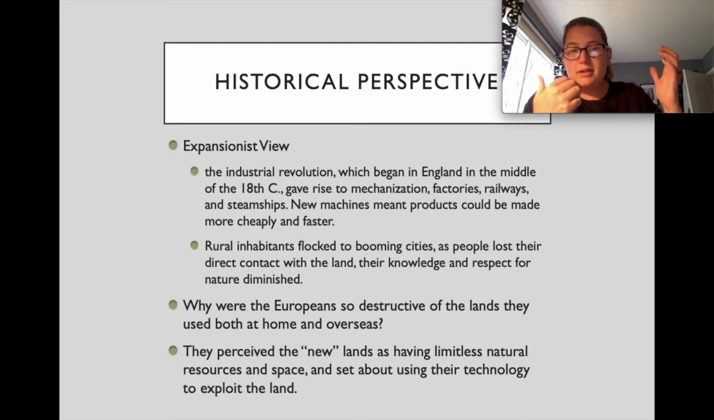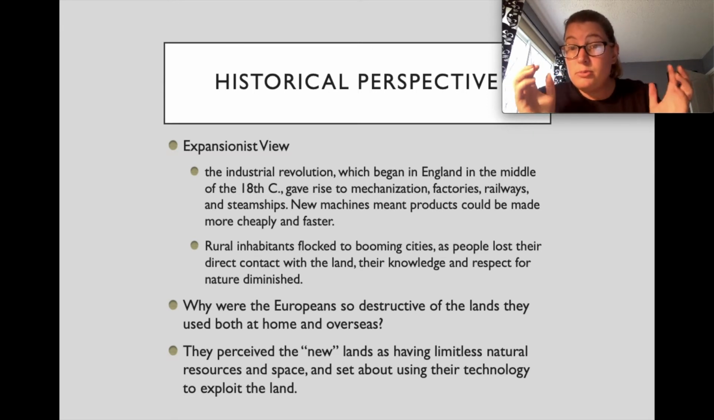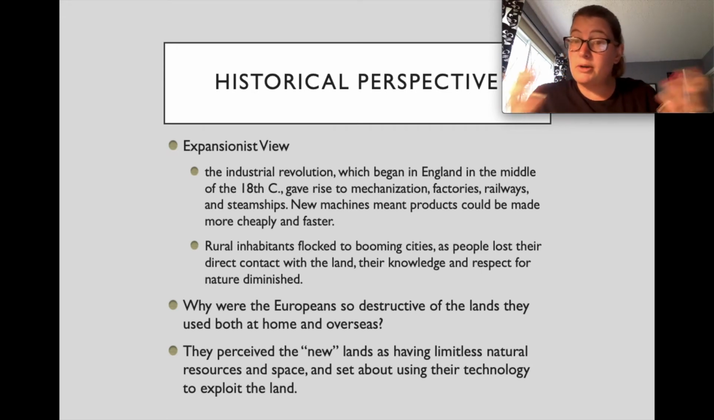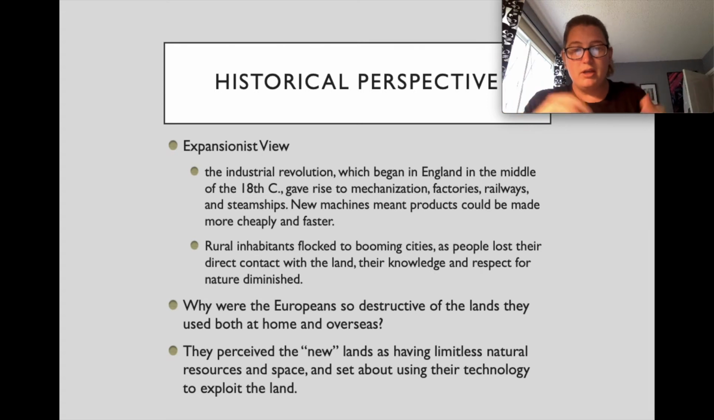And in the 18th century, we start getting factories and railways and roads and steamships, and these new machines meant products could be made cheaper and faster. At the same time, we also get a movement from rural, traditional farming, looking after yourself, to these booming cities where people begin to lose contact with the land, and the knowledge and respect for nature diminished over time during this particular industrial explosion.